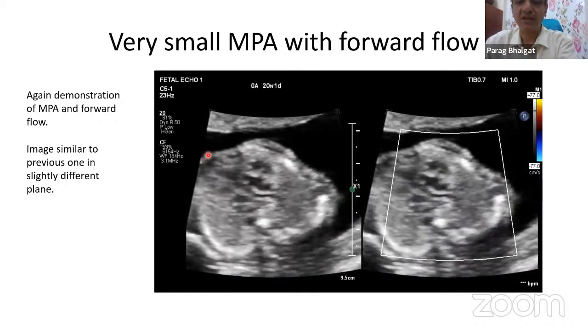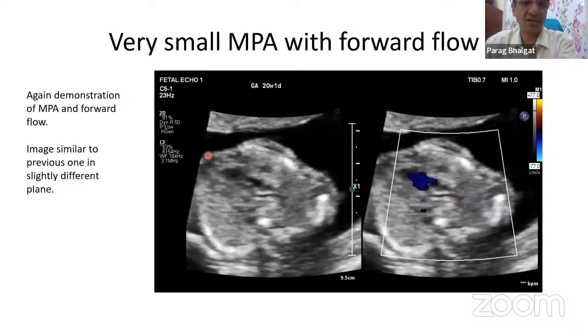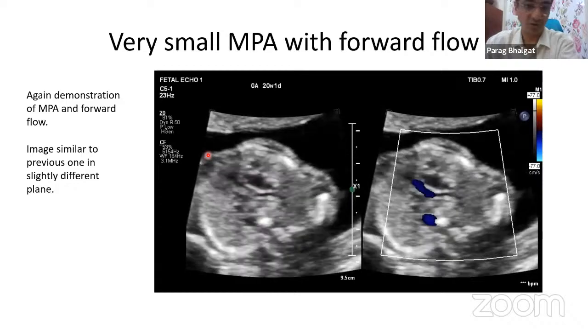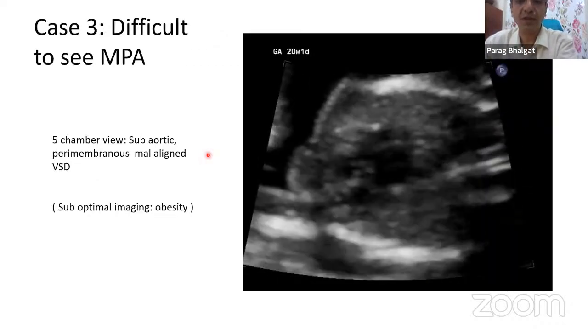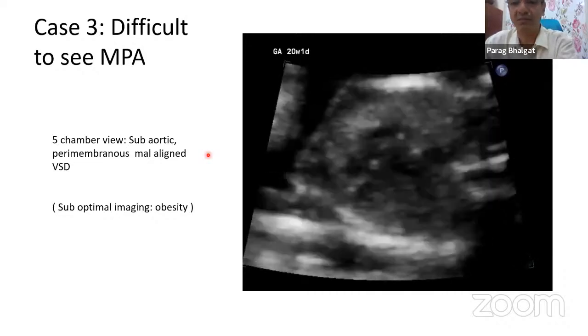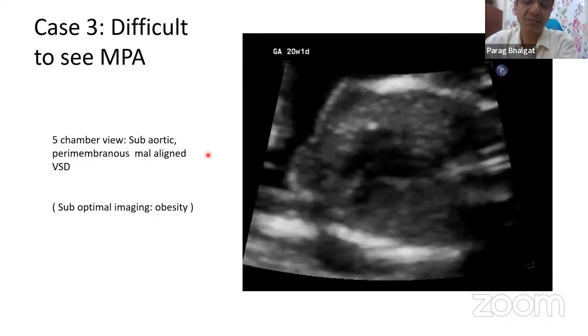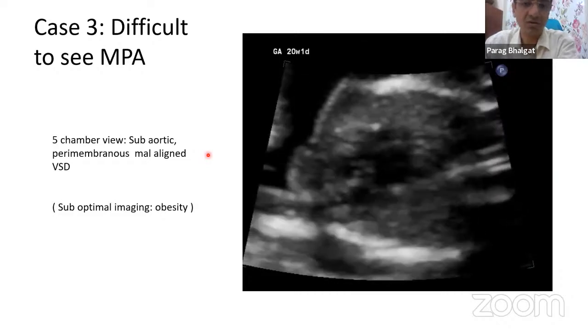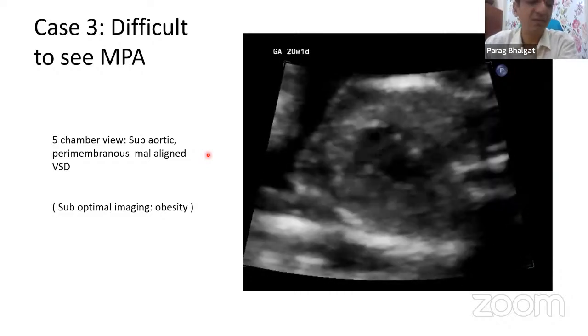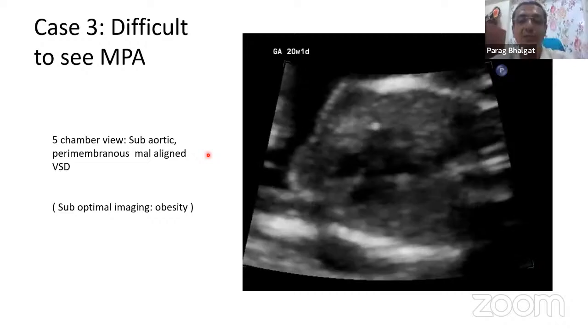A little change in angle as compared to the last image, but it's how we demonstrate the small branch PAs in tetralogy of Fallot, which are otherwise difficult to show. If you don't demonstrate them, then sometimes it is labeled as truncus, or all sorts of things are labeled. So take a little extra effort to demonstrate them.